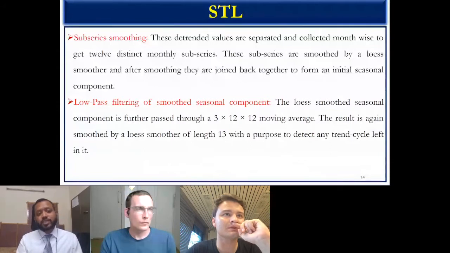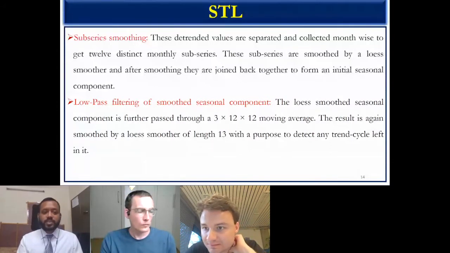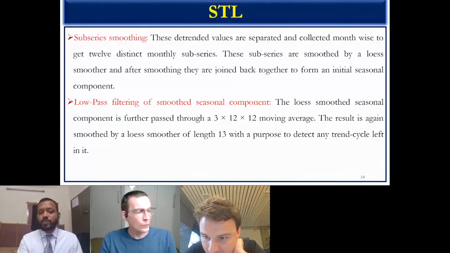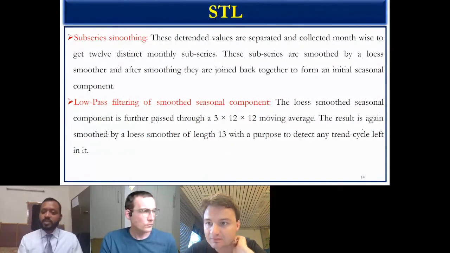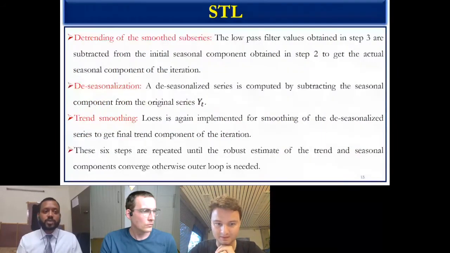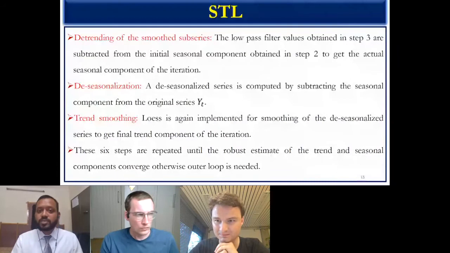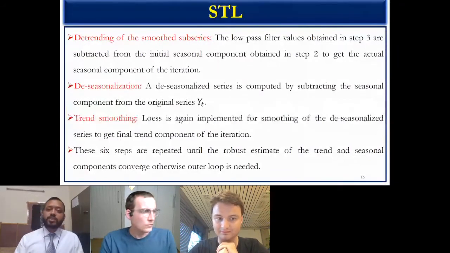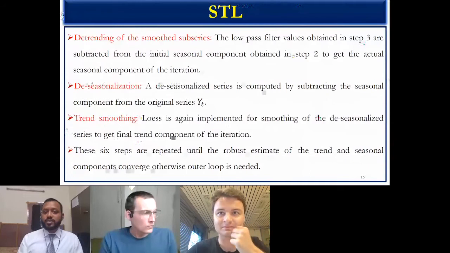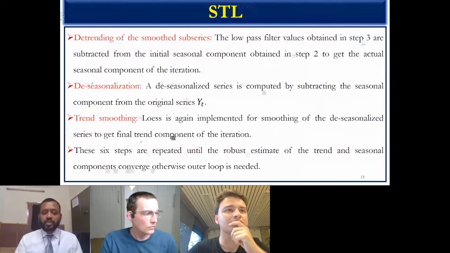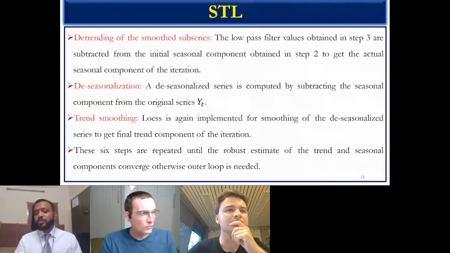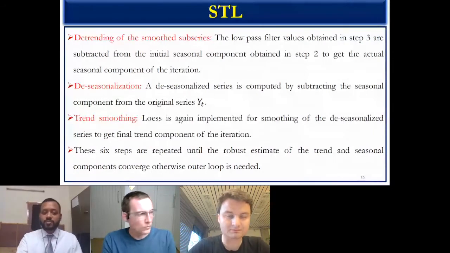Then it is passed to the low-pass filtering method, in which it is passed through a 12 moving average, and the result is again smoothed by a Loess smoother. Thus, we are using Loess, the L component of the STL, only for smoothing purposes. The low pass filter values obtained in step 3 are subtracted from the initial seasonal component obtained in step 2 to get the actual seasonal component of the iteration. And then deseasonalization and then trend smoothing. These 6 steps are repeated until the robust estimates of the trend and seasonal components converge.